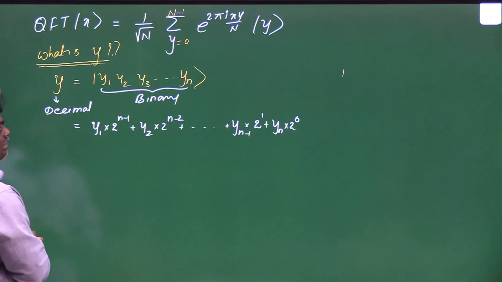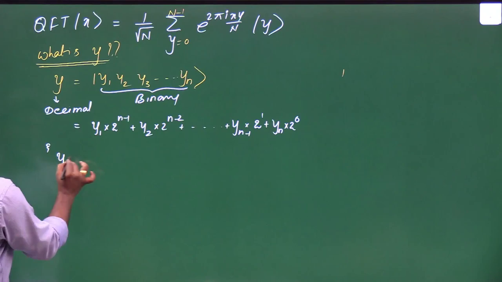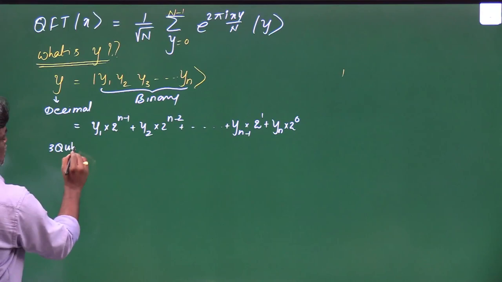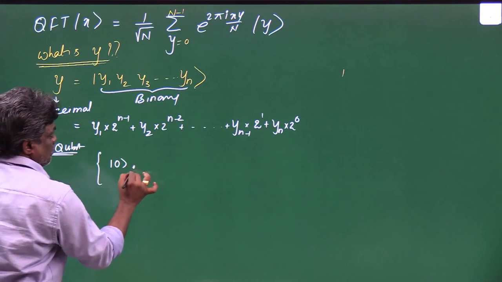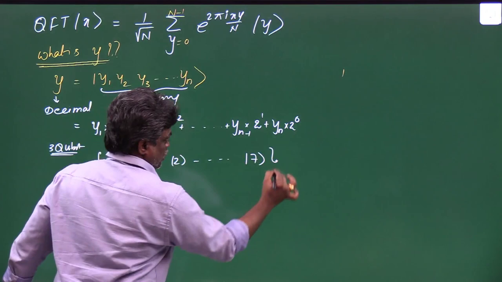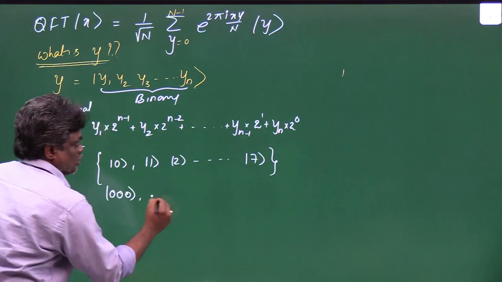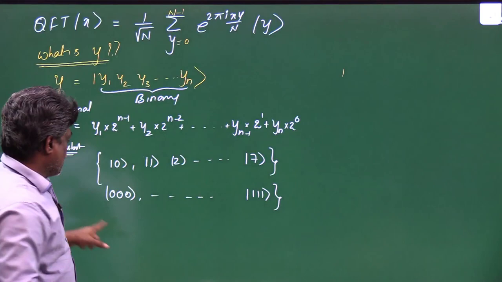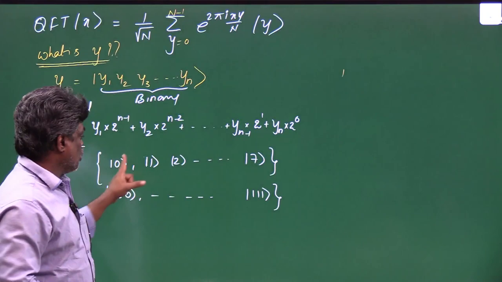decimal expansion. So what I want to say is, for example, if you have 3 qubits, we will take the decimal 0, 1, 2, so on up to 7. And the binary equivalent is simply 0, 0, 0, so on, and this is 1, 1, 1. Because every time it's very difficult to write like this, we will always go with this decimal notation only. So 0, 1, 2, 3, 4, up to 7, like this.